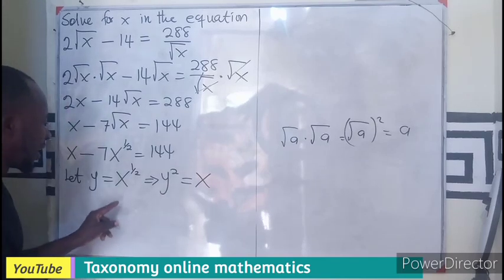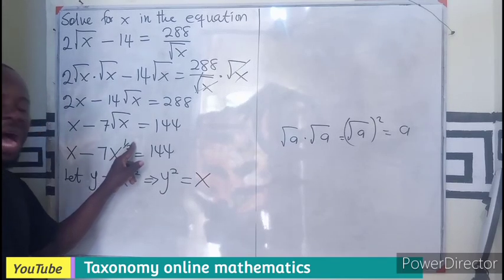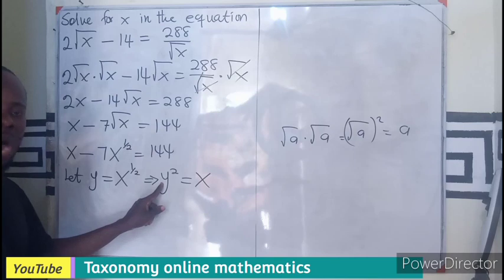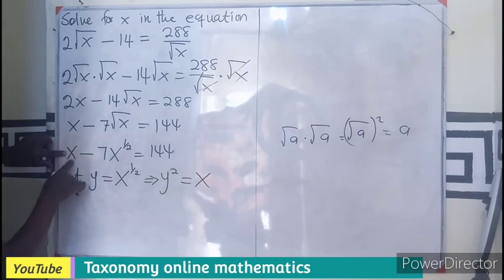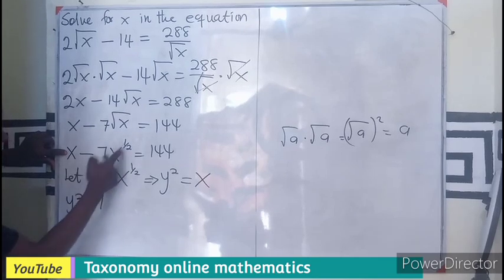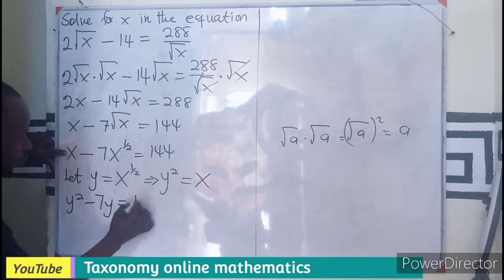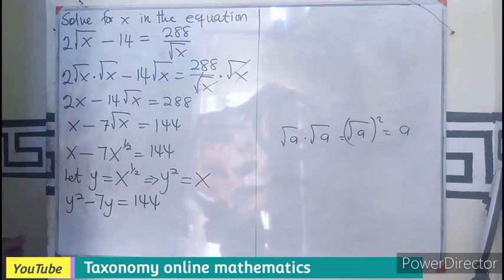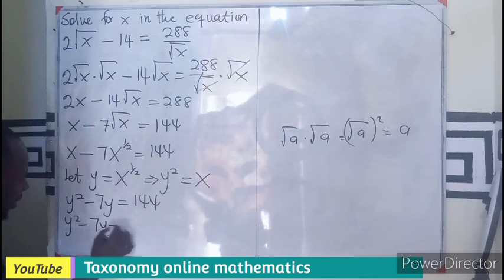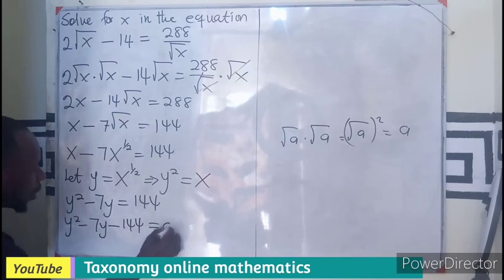So everywhere I see x to the power half, I put y. Everywhere I see x, I put y squared. So in this case, right here, it gives me y squared minus 7y equals 144. And I believe this could be considered a quadratic equation because we have y squared, y, and a constant. So we shift: y squared minus 7y minus 144 equals 0.